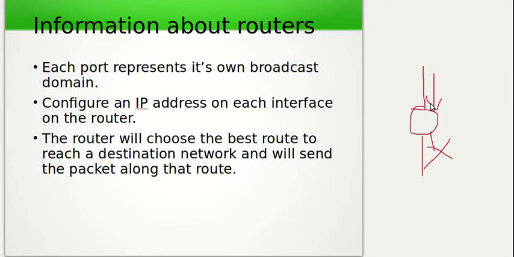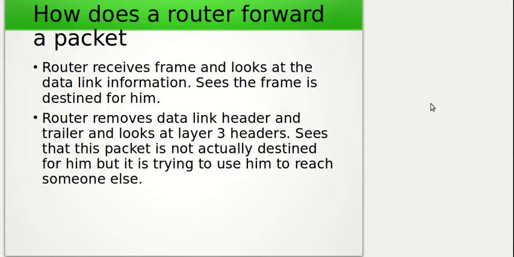The main job of a router is that when it receives packets, normally the packets will not be destined to the router itself. Normally those packets will be trying to use the router to get to another network which is far away. What the router will do is look at the packet, choose the best route from its routing table to reach that destination, and then send the packet along the route so it can get to the correct destination device. So how does the router forward a packet?